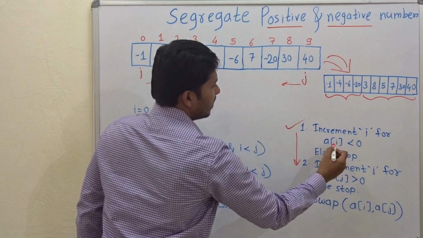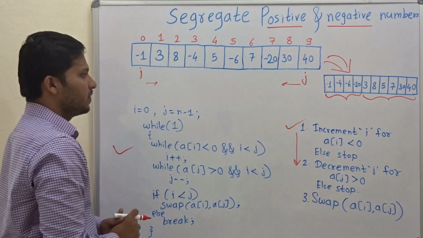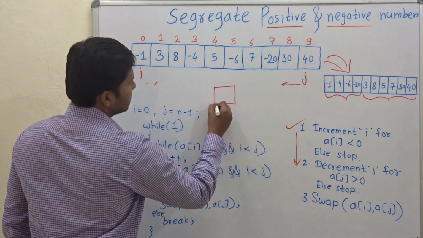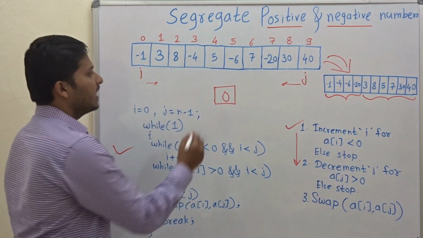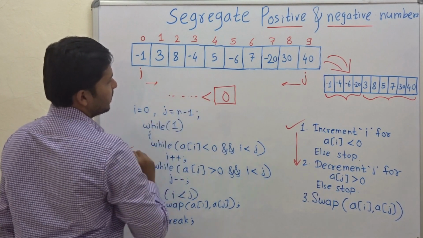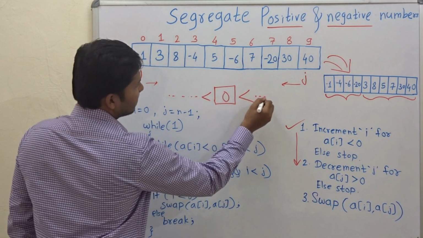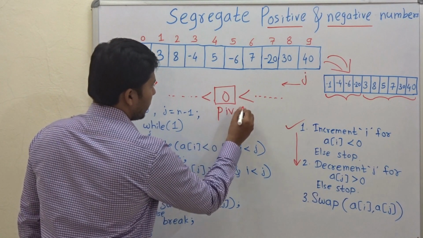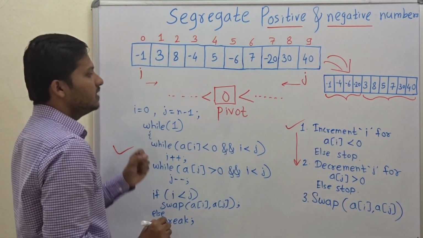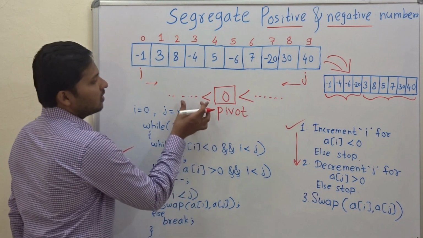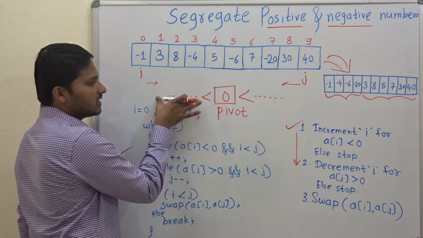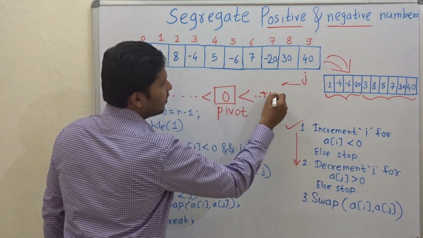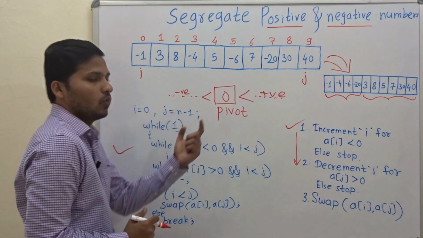Now see here, increment i for a of i less than 0. The basic principle is that all the negative numbers are less than 0. As you know, negative numbers are less than 0 and positive numbers are greater than 0. So in this case 0 is the pivot. If you remember quick sort, you know the pivot element means all the negative elements will be on one side of the pivot element, that is 0, and all the positive elements will be on the other side of 0. So what is the first step?